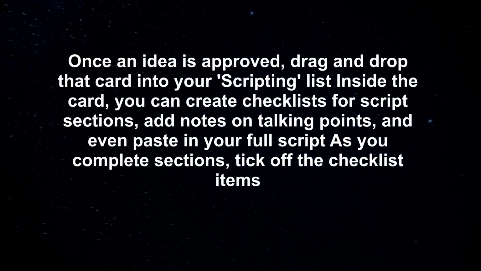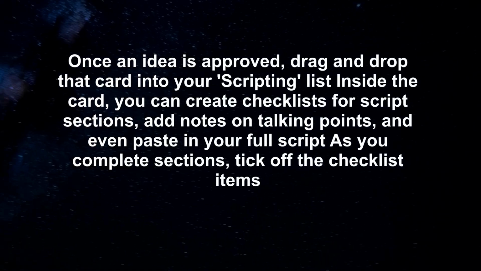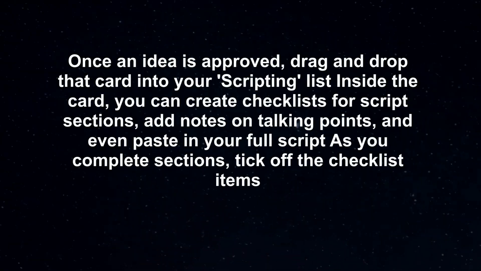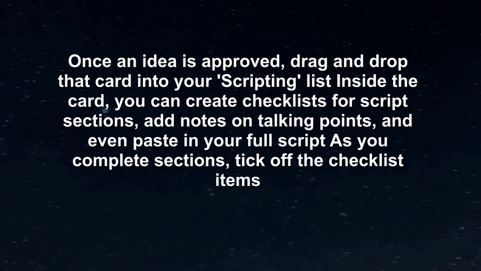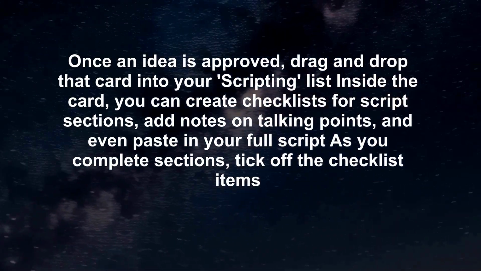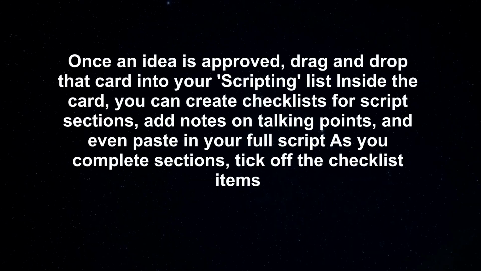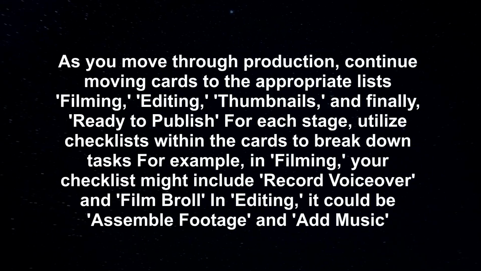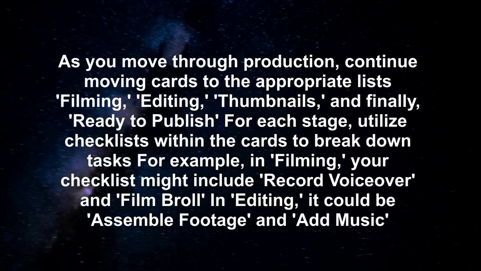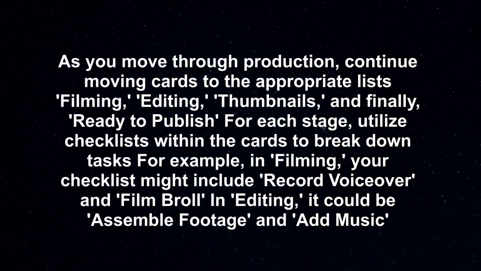Once an idea is approved, drag and drop that card into your scripting list. Inside the card, you can create checklists for script sections, add notes on talking points, and even paste in your full script as you complete sections. Tick off the checklist items. As you move through production, continue moving cards to the appropriate lists: filming, editing, thumbnails, and finally ready to publish.